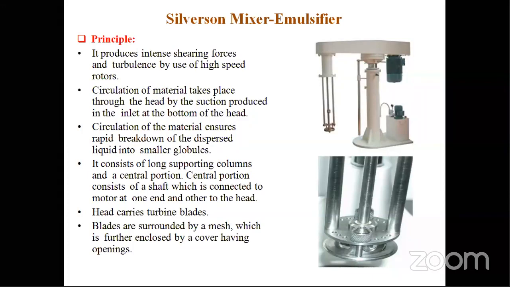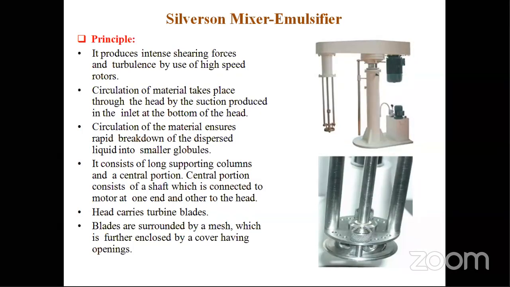So this circulation of the material ensures the rapid breakdown of the dispersed liquid droplets into smaller globules. The smaller globules are converted into almost fine globules during the mixing process, and it breaks down into small globules. And when it is converted into small globules, it is converted into the fine emulsion.